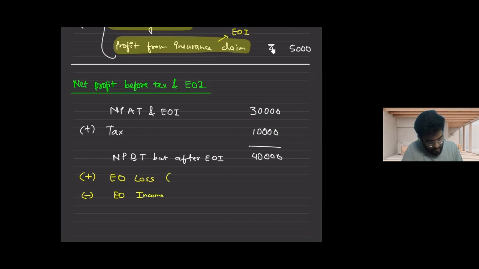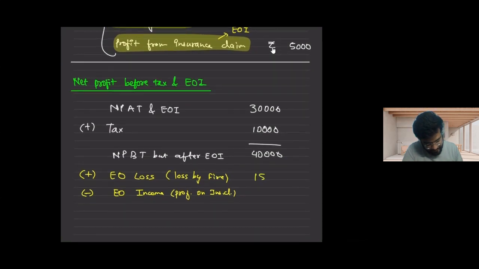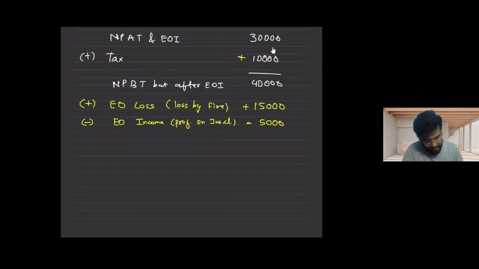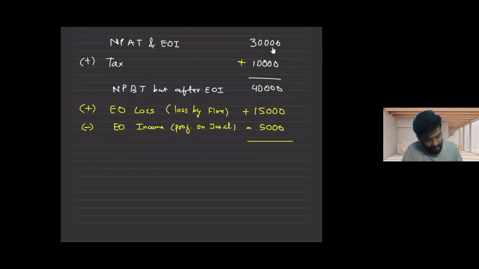So this is loss by fire and this is profit on insurance claim. Loss by fire 15,000 will be added, and the 5,000, which is profit on insurance claim, will be subtracted. So the net profit before tax and extraordinary items is 50,000. And this working note will become the start point of my question.